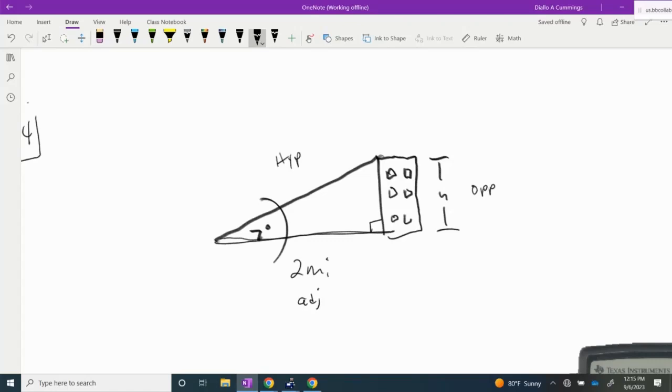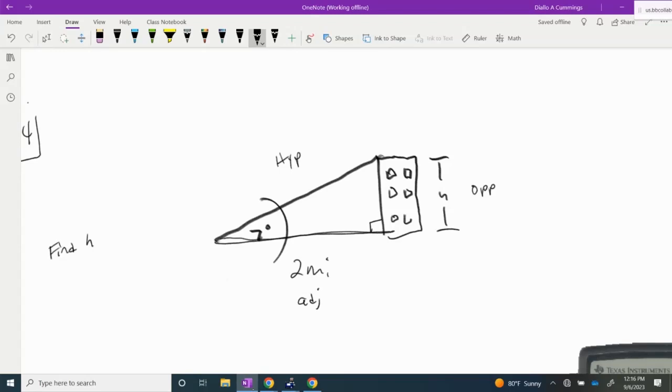So what trig function could I set up to find H? Well, I have to use the opposite because that's what I'm trying to find. I know the adjacent, and I know my angle measurement. So the opposite over the adjacent is what type of trig function? Tangent, right, from SOHCAHTOA. So I'm going to set up a tangent function.